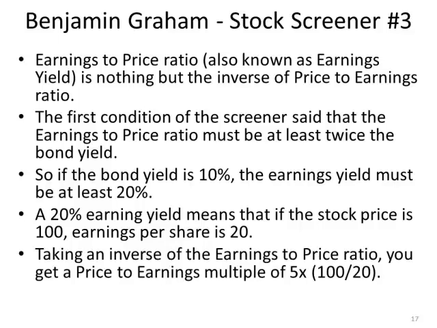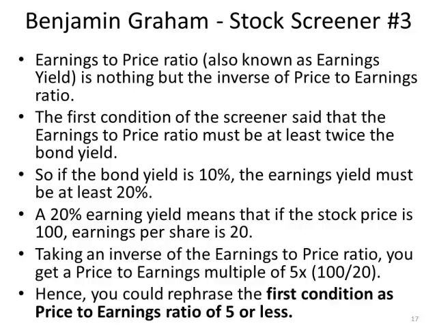And a 20% earnings yield, if we want to think about, well, what's the P/E ratio of this company? Well, we would just take the inverse of this, and this would be an earnings multiple of 5 times, right? Which is just 100 divided by 20. So essentially, the equivalent way to say this is that we want a P/E ratio less than 5. So we can rephrase this first condition as saying a price to earnings ratio of 5 or less, right? So the screener, as it's typically applied, is saying, well, we want an earnings yield of at least 20%. Alternatively, the same thing would also be that we want a price to earnings ratio of 5 or less.